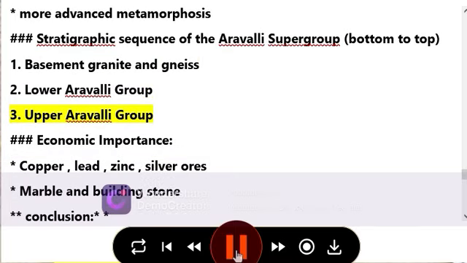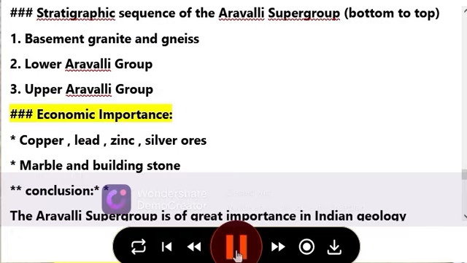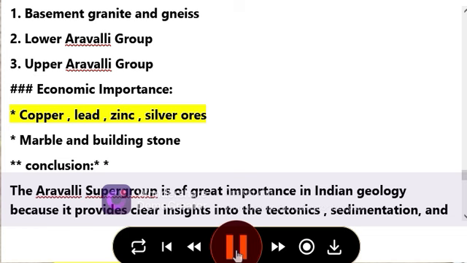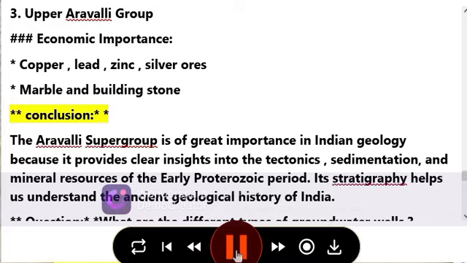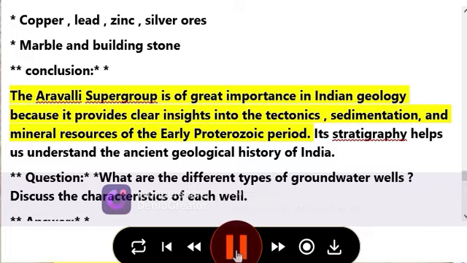Stratigraphic sequence of the Aravalli supergroup, bottom to top. 1. Basement granite and gneiss. 2. Lower Aravalli group. 3. Upper Aravalli group. Economic importance: copper, lead, zinc, silver ores, marble and building stone.